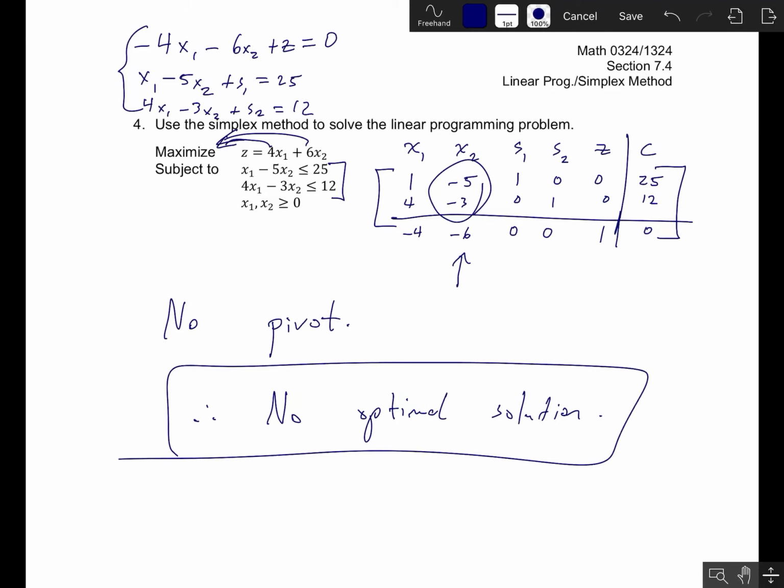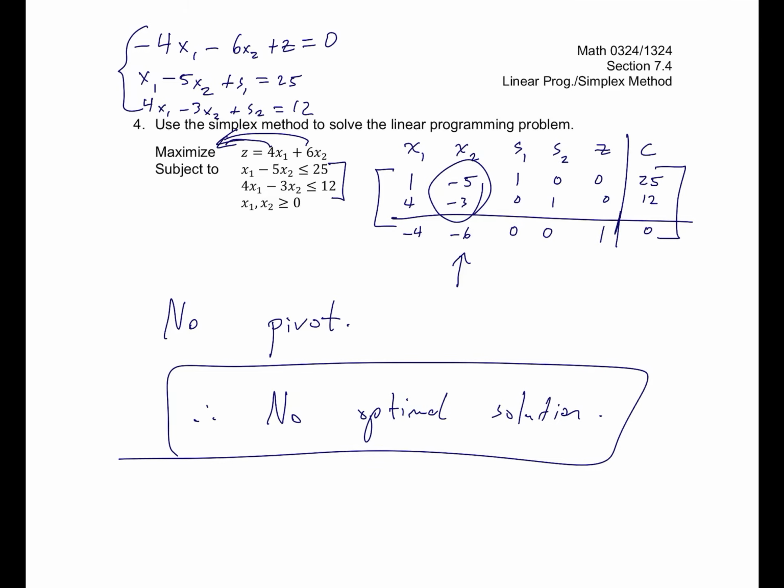And you're completely done with the problem at this stage. So if I ask you to solve the linear programming problem and you make it to a point where you can't follow the pivot rules to select a pivot, then you can just stop and say no optimal solution.